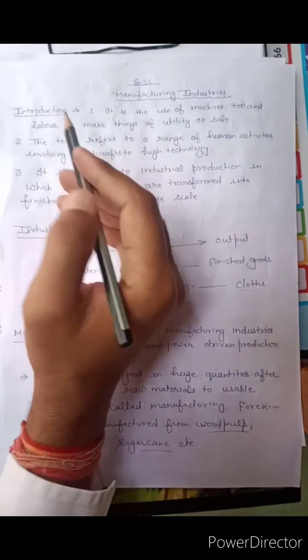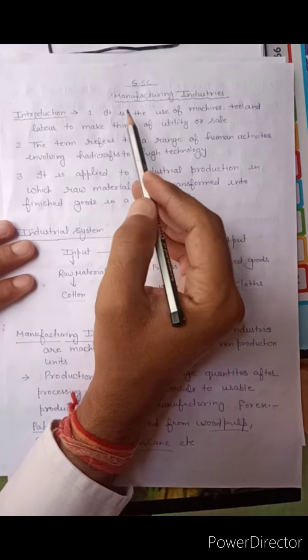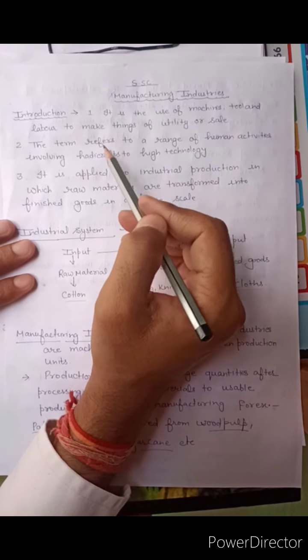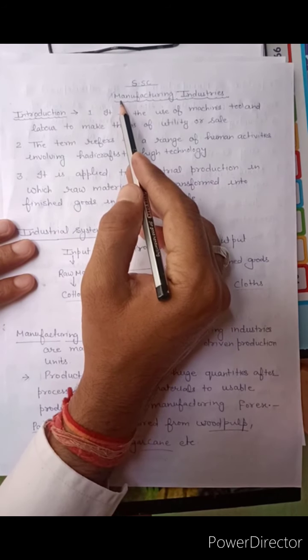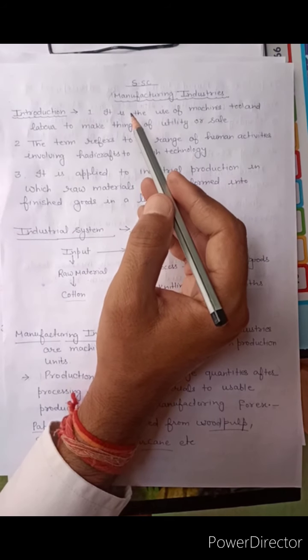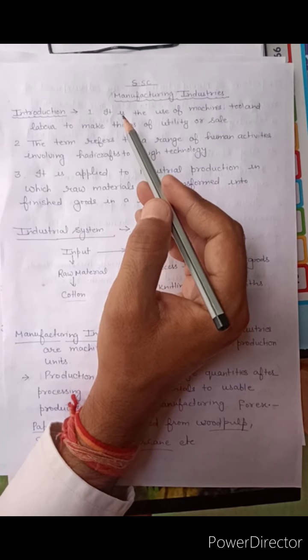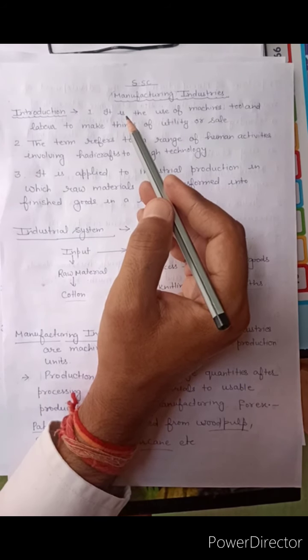Good morning, students. Today we start our next chapter, manufacturing industries. Before we start this chapter, we must know that manufacturing is part of which sector. So first of all, the economic activities are divided into three sectors: primary, secondary and tertiary.